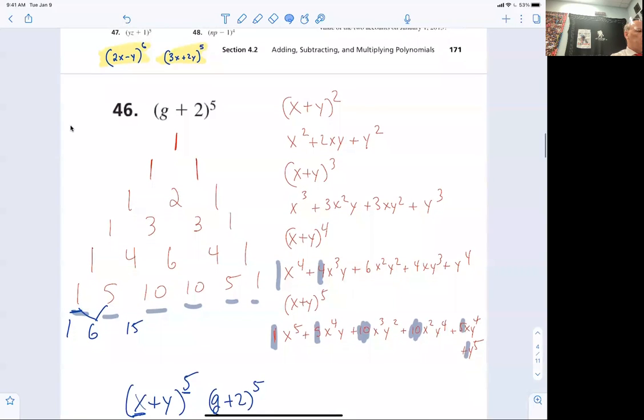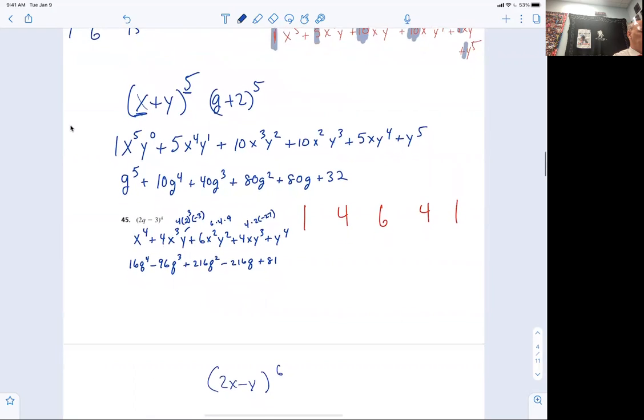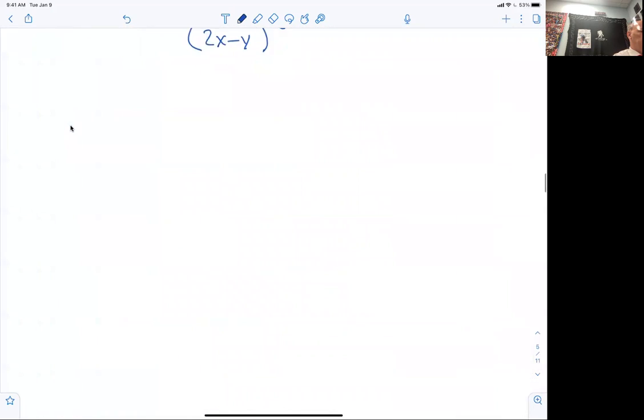All right. So it was (2x - y)^6, correct? All right. And you can grade yourself. All right. Now, for (2x - y)^6, the coefficients would be what? 1, 6, 15, 20.